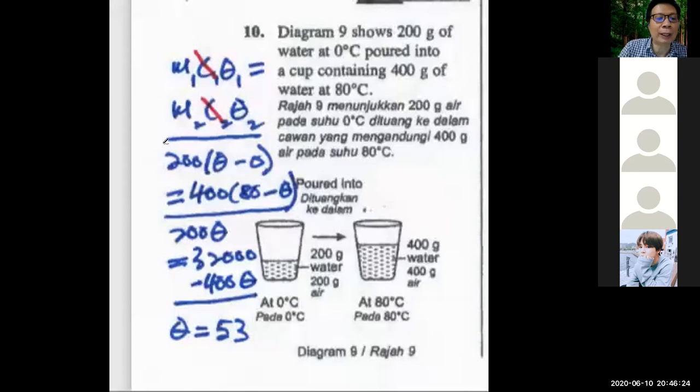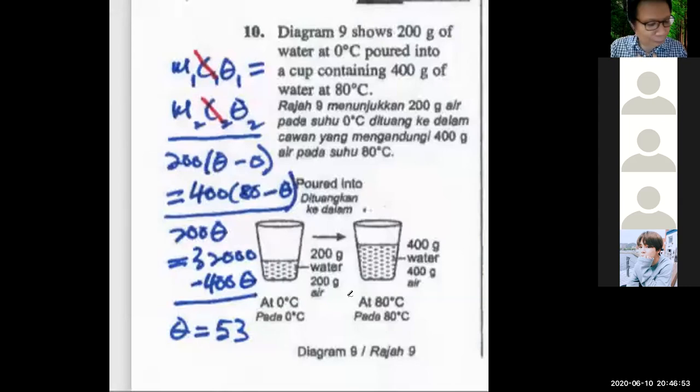Now open the bracket. Here you get 200 theta. Here, open the bracket, so you get this one. After that, you solve the equation. Theta, you know how to solve. So finally, you get theta 53. The final temperature is 53. So 53 degree is in between the 0 degree and 80 degree, right? Okay, this is our question. You all must know how to calculate.